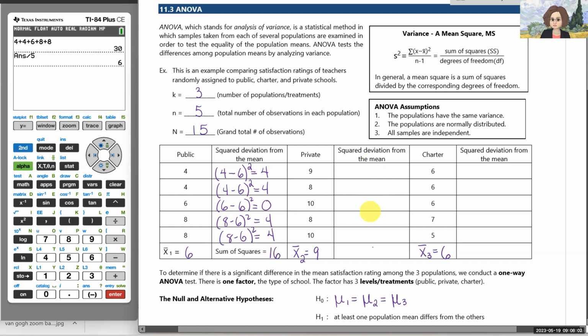Okay, so we could do that for each one again, but just to move us along here, I'm just going to write down the results of those calculations for my private schools. Those will be 0, 1, 1, 1, 1.